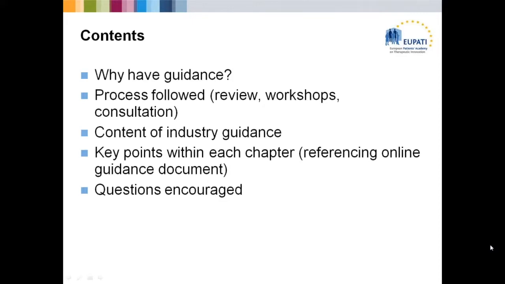Okay, so what I'm going to go through today in terms of the flow is to describe why we have the guidance in the first place, to discuss the process that we followed, and to also talk about the content of the industry guidance at a glance, and then, as I mentioned earlier, to go through the highlights of each chapter, where I will switch to the guidance document. And as I say, I do encourage questions throughout the discussion.